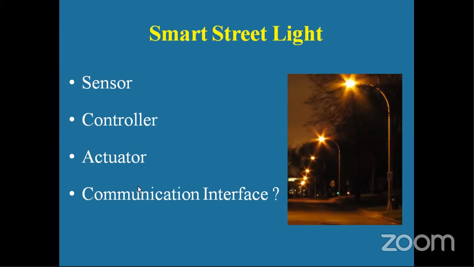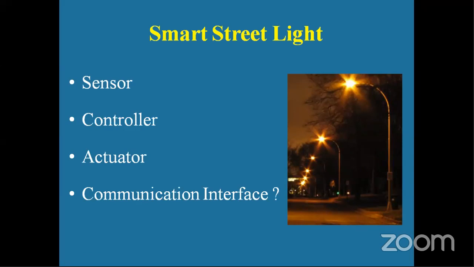So this smart street light system should contain a sensor which will check the current status of the natural light. Then it should definitely contain a controller. Controller is at the heart of an IoT system. The controller takes input from a sensor, takes some decisions, and then tells the actuator to switch on the light or to switch off the light. That is what the controller does. Actuator, of course, is required for switching on and switching off the light. And finally, a communication interface is required to communicate this information to the control room somewhere.